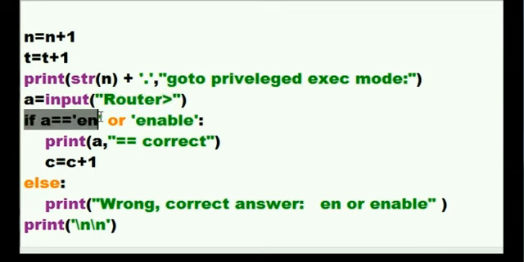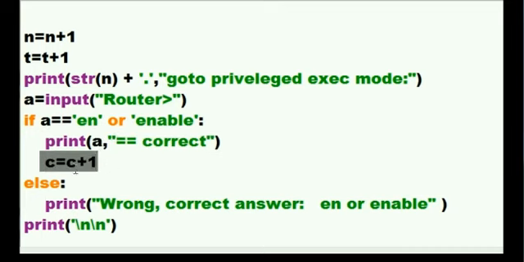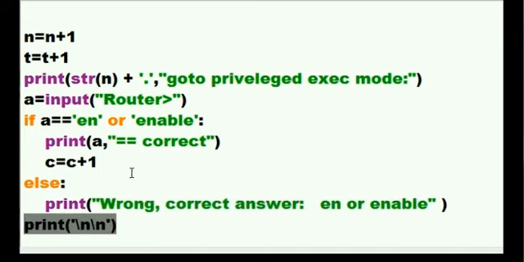If A equals EN or enable, then it'll print whatever you keyed in, EN or enable, equals correct. Then it'll increment the correct answers variable. Else, it'll print, wrong, correct answer is EN or enable. Then it'll print 2 blank lines. That's basically the same code I've got all the way down for each one of the 10 questions.